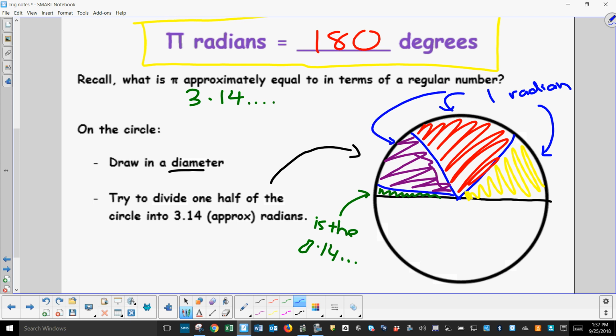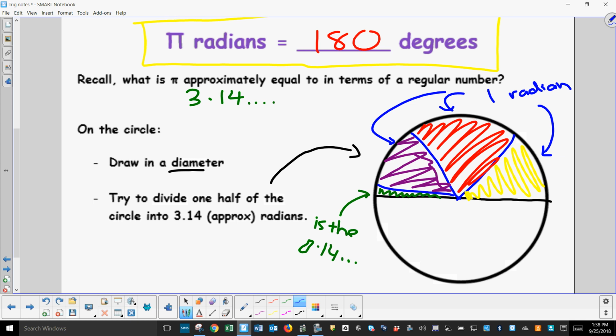to be the 0.14. Because remember, pi radians equals 180 degrees. So I just measured in a 180 degree angle and tried to split it into 1, 2, 3.14 spots. So a radian is almost a third of a half circle. Just to give you an idea, a degree is a tiny, tiny amount, whereas a radian is a bigger slice of a circle.